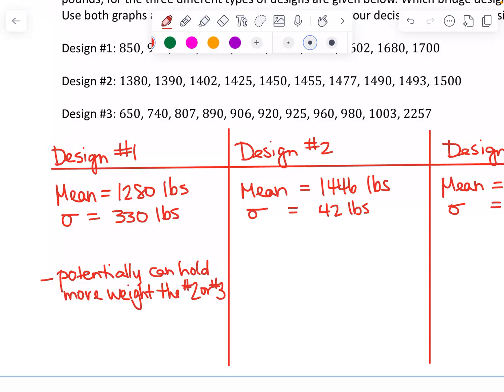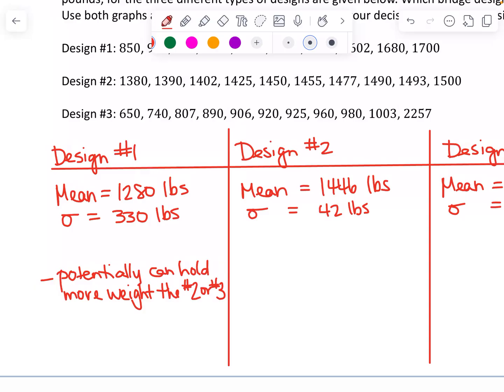Okay, design 2, I really like that the mean, the average, is really high, and it has a very small standard deviation. So this standard deviation means that design 2 can go as low as 1404, right? Or as high as 1488. So this one is actually really safe. I like design 2 a lot. So I'm going to call this our safe option.